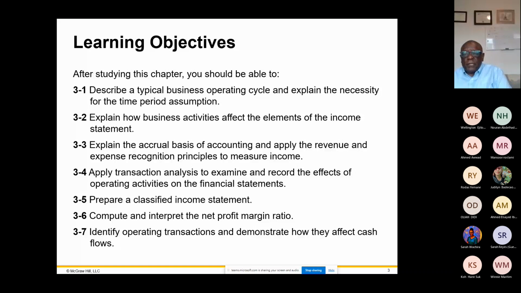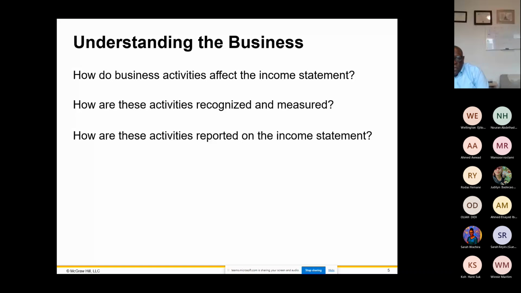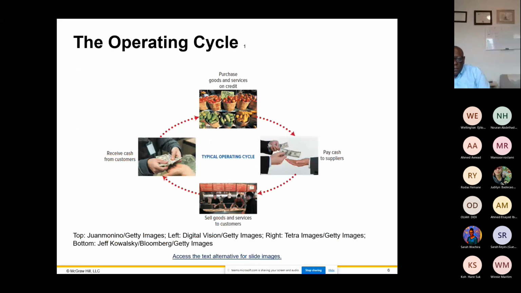Describe a typical business operating cycle and explain the necessity of the time period assumption. I think in a way now, you know what we mean by operating cycle. How do business activities affect the income? How are these activities recognized and measured? How are these activities reported on the income statement? So that's the operating cycle, a typical one.